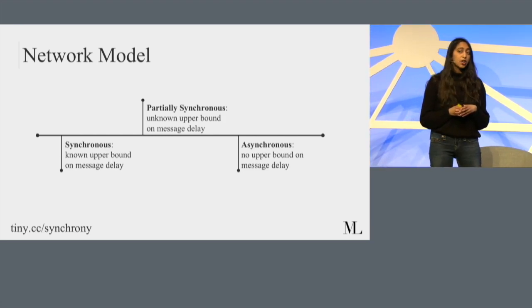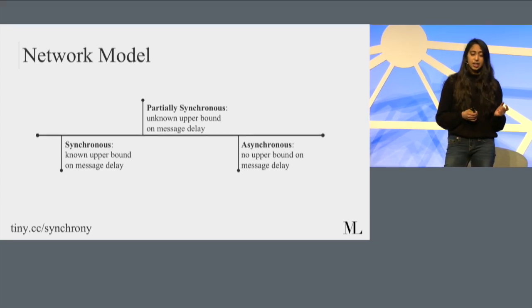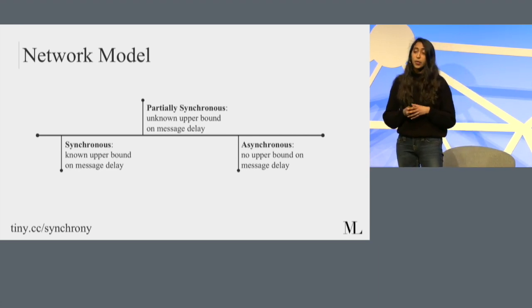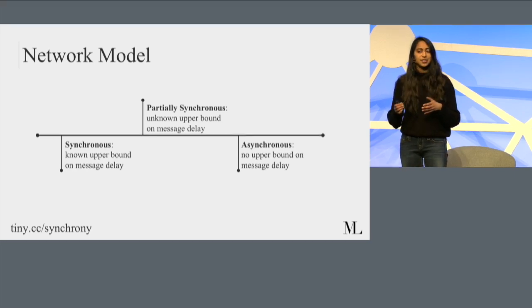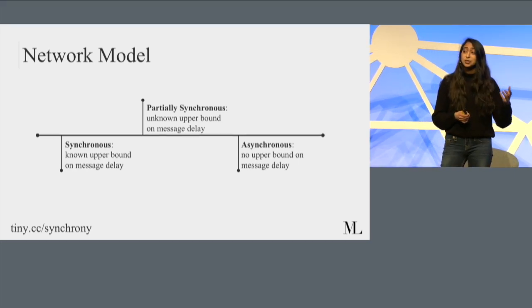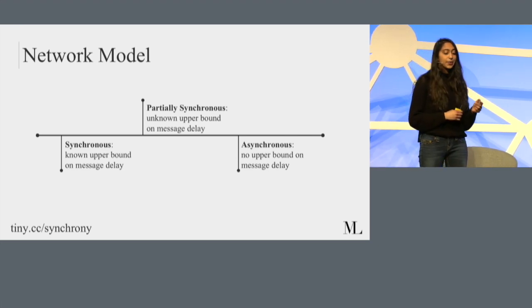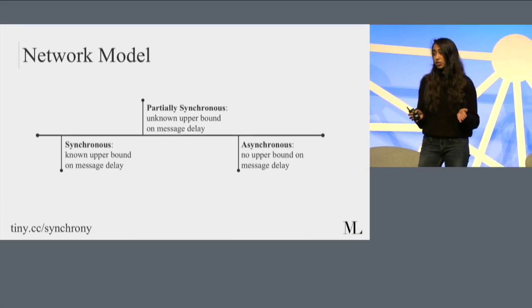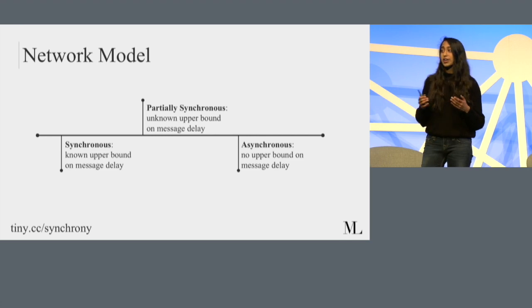But what if we're working over unreliable communication channels? Then we're going to weaken that assumption. And so that's when we have the partially synchronous model, where there is still this upper bound on message delay, but it's unknown. So it could be between, say, 2 seconds to 10 years. And then weakening that even further, we have the asynchronous case, where we have no upper bound on message delay. So my message could arrive instantaneously or not at all.